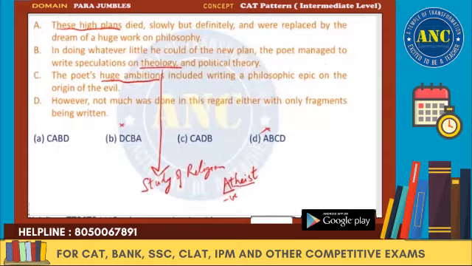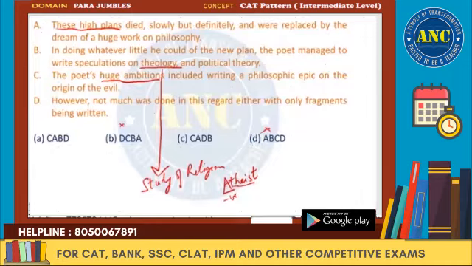And finally you end it with, "However, nothing much was done in this as well, as only fragments were written." So D is a good way to end it, because in D he's saying, however, not much was done. So after you say, however, not much was done, if you go back to B, which says, in doing whatever little he could do, he managed to do these things, that wouldn't make sense. You're first saying that he didn't do much and then you're saying he did these things.